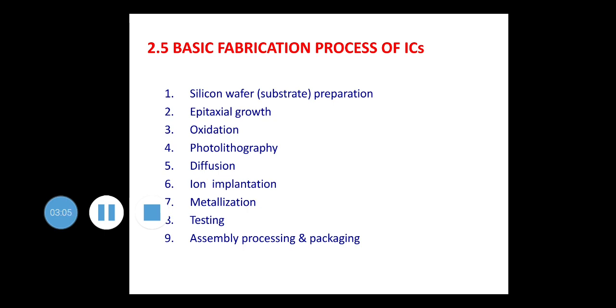Then next is epitaxial growth. On this silicon wafer, one more layer of semiconductor is formed, that is known as epitaxial growth. So on the total silicon wafer, a layer of semiconductor is formed. That is epitaxial growth. And next, a very important step after this, on which the integrated circuits are formed. That important step starts from oxidation.